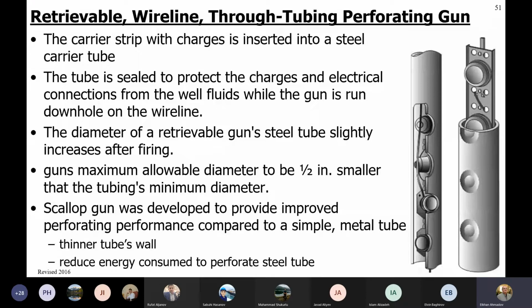The scallop gun was developed to provide improved perforating performance compared to a simple metal tube. As I said, these scalloped holes have a thinner tube wall to allow the charge to create less resistance on the shot, on the way of shooting with the perforation charge.